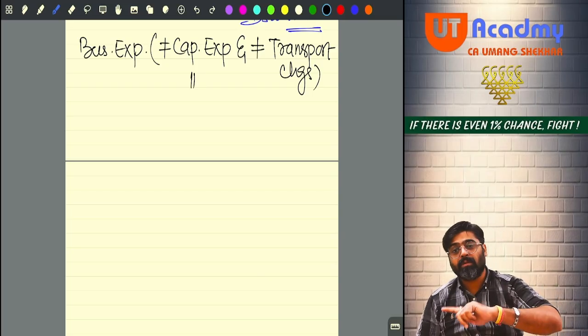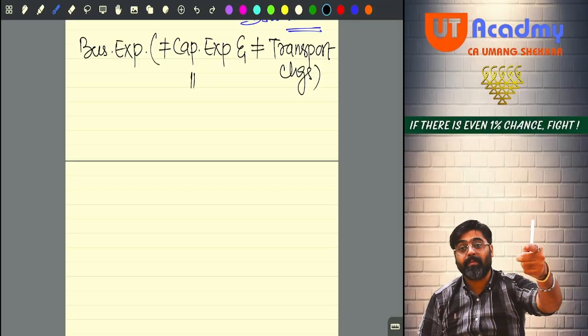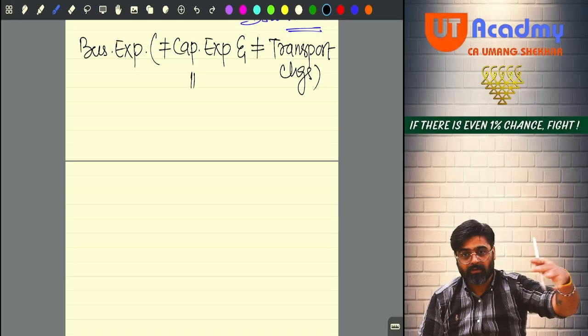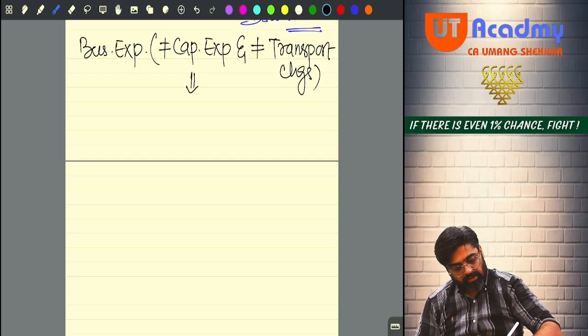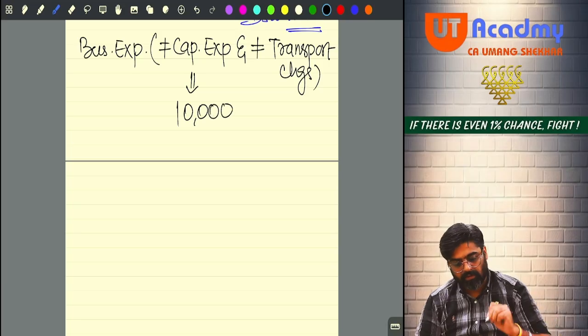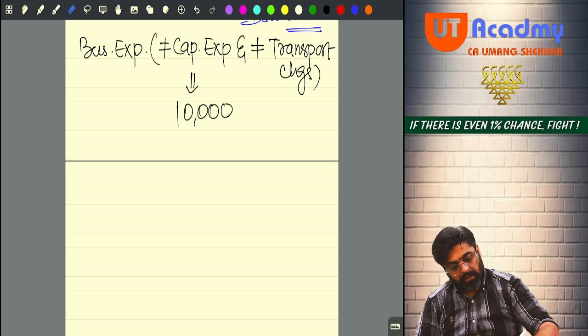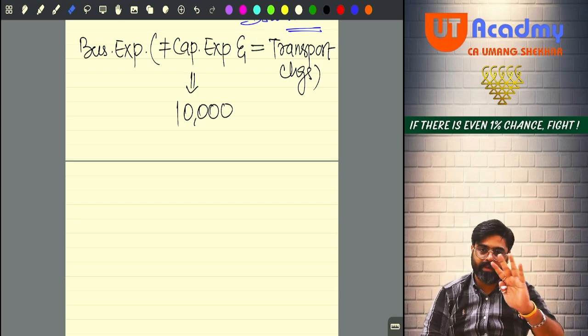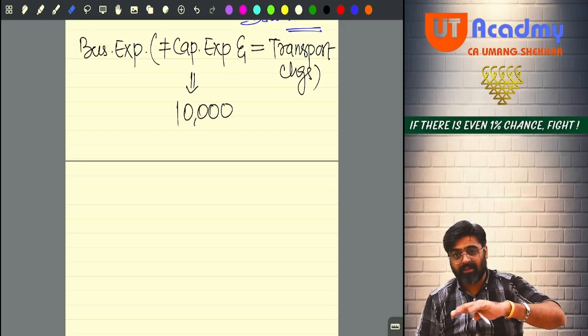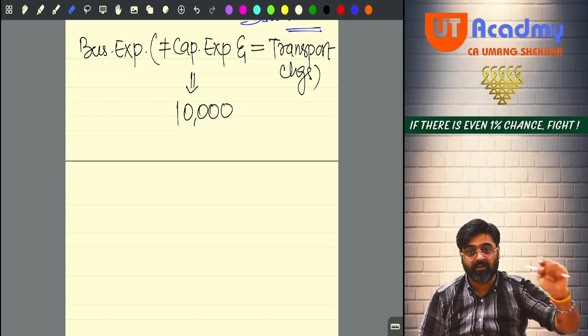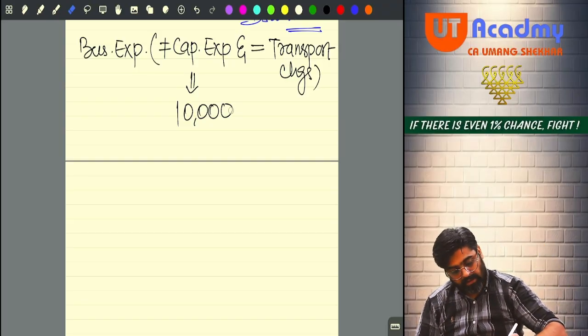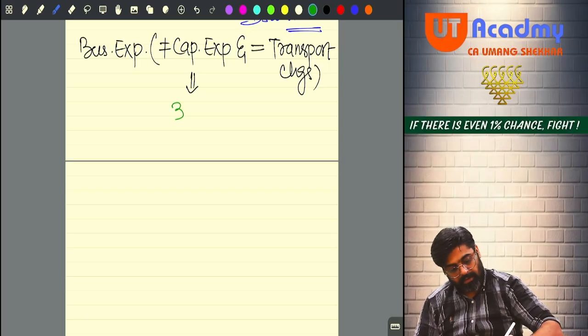But if paid by any mode other than the prescribed mode, the entire payment will be disallowed, because that payment was more than 10,000. Yes or no? So here always check how much? 10,000. Now what if this business expense is not a capital expenditure, but a transport charge? Any other business expense, 10,000, but for a business expense which is transport charges, will you check 10,000? No, you have to check 35,000.